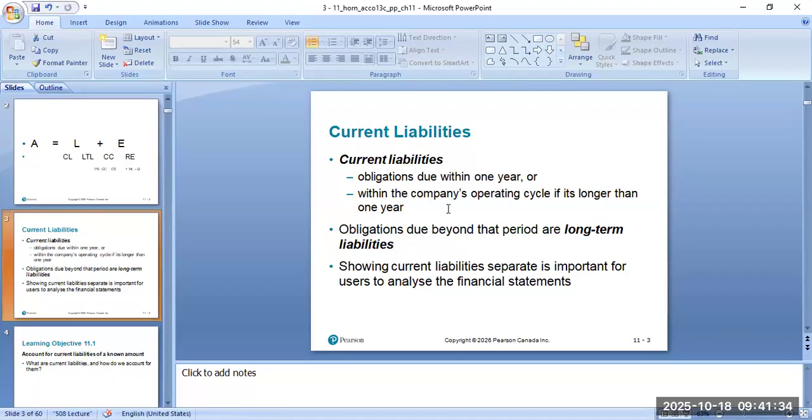Now, the definition for the long-term liability is very simple. If the liability is not current, it's long-term. So basically we're checking only whether the liability is current. If it's within 1 year or the current operating cycle, whichever is longer, yes, it is. If it's no, it's directly long-term.